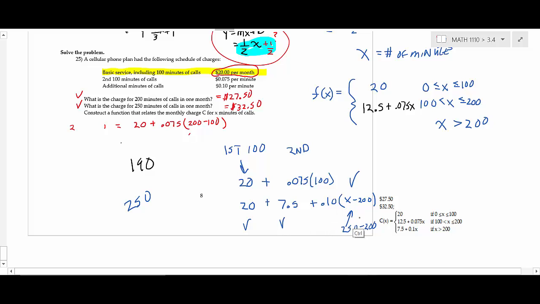Okay, so you would have to multiply that all out and put that together. That's your first 100. That's your second 100, because that was 100 times 0.075. Then that's the rest. We're going to multiply that thing out, and that should give us a simplified piecewise function. So that's 20 plus 7.5. This is 0.10x here. And then 0.10 times 200, if you work that out, would just be 20. So that would cancel. So your last piece would be 7.5 plus 0.10x.